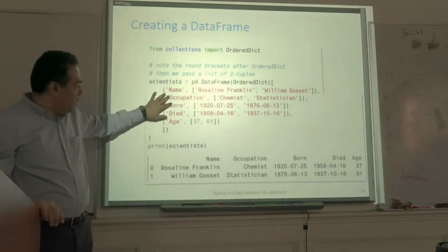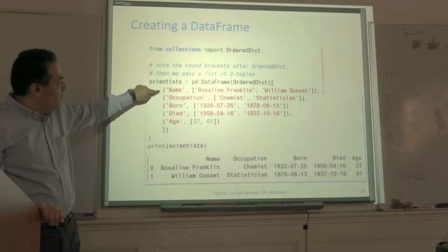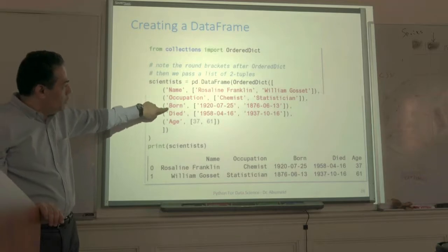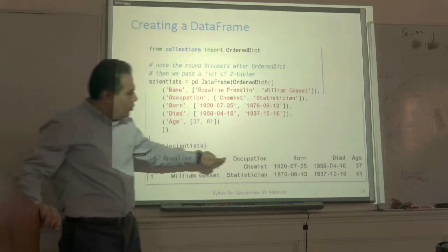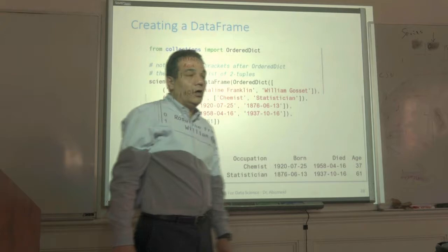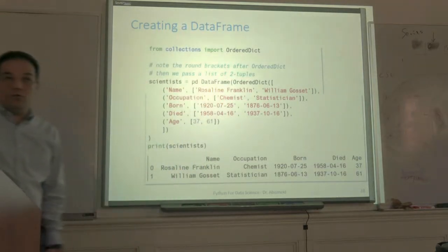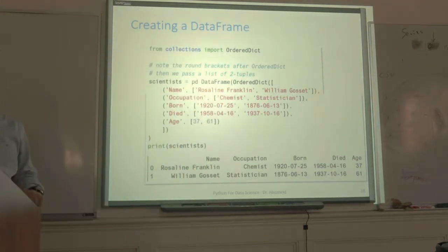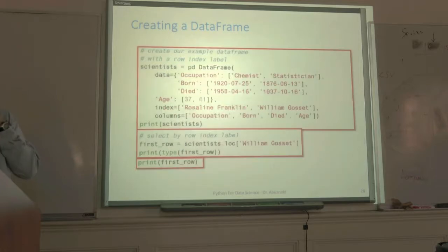The same thing. Now what you notice, we start with name, occupation, born, died, age: name, occupation, born, died, and age. They are ordered. Right? So watch out. When you create, make sure that you know what you are doing. Good? All right.